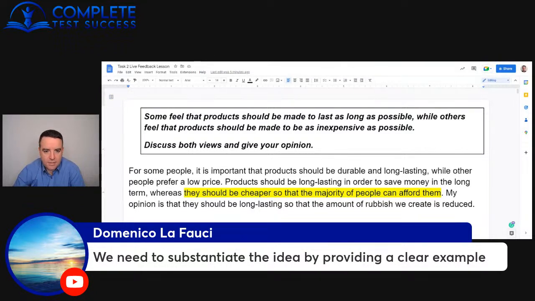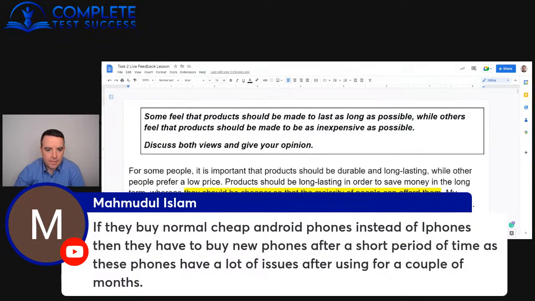We need to substantiate the idea by providing a clear example. Clear examples are often a very easy way to continue developing your paragraph, for sure. If they buy normal cheap Android phones instead of iPhones, then they have to buy new phones after a short period of time, as these phones have a lot of issues after being used for a couple of months. Yeah, good.